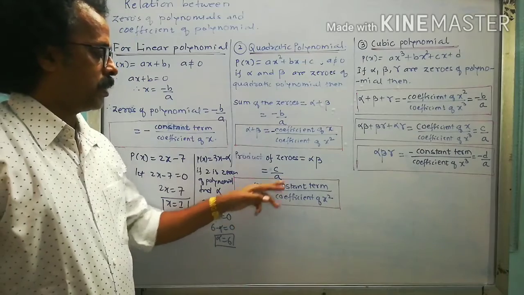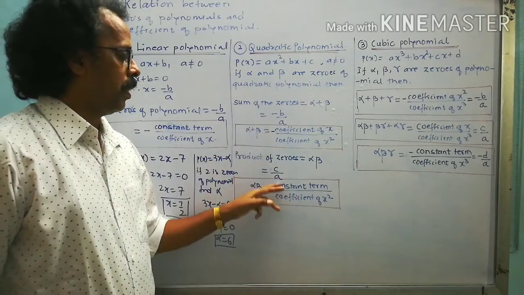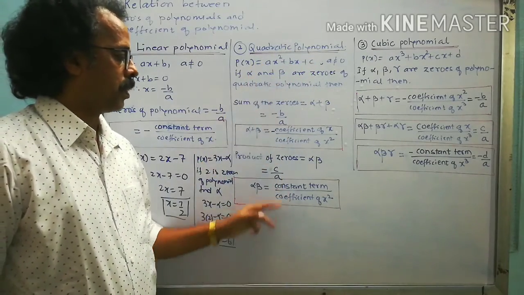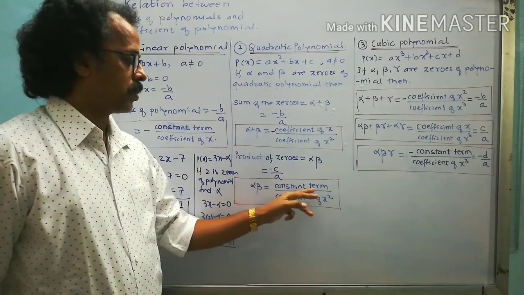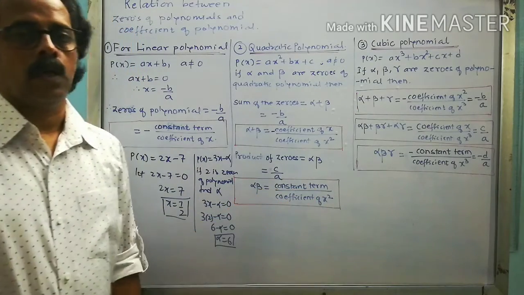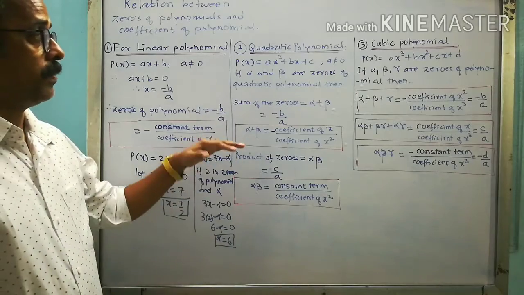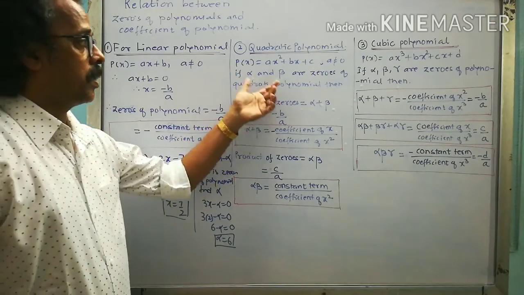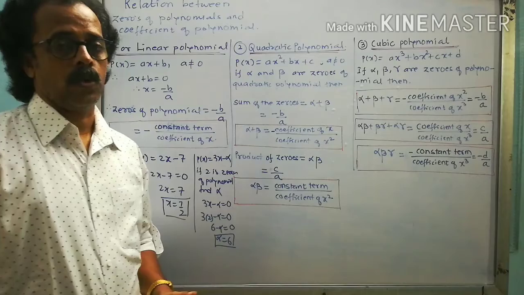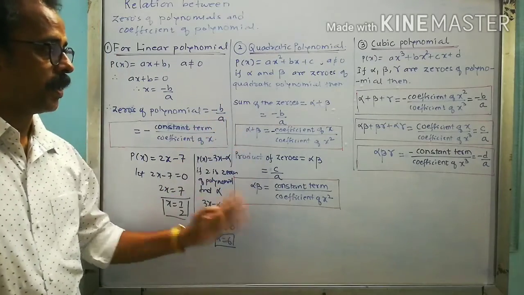So alpha into beta is equal to c, which is a constant term, and a is the coefficient of x square. So alpha into beta is equal to the constant term upon the coefficient of x square, right? So that is how we went ahead with it: I said alpha and beta are the zeros of the quadratic polynomial, and then we went ahead with that formula.